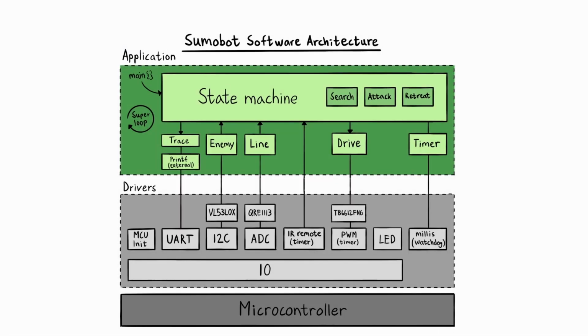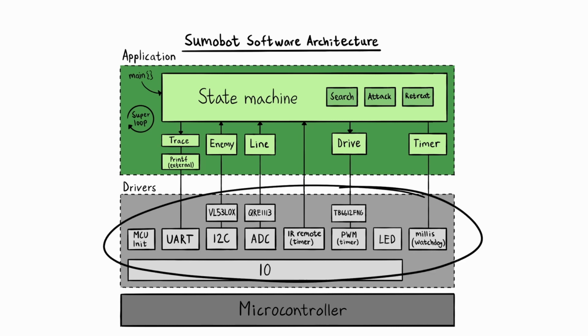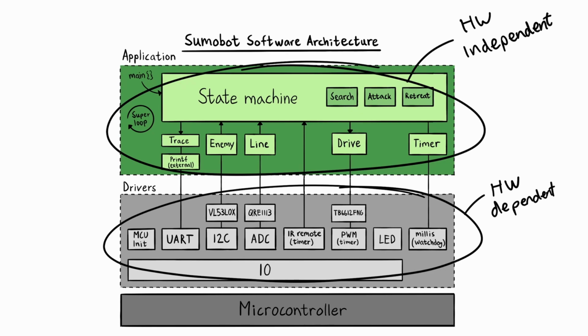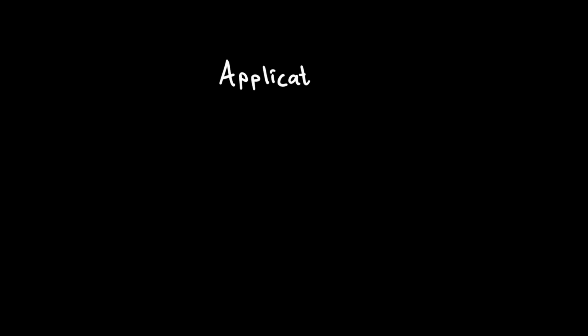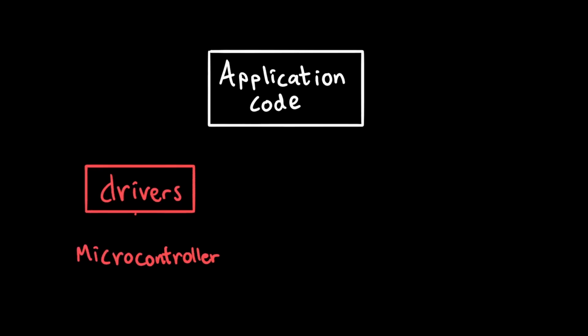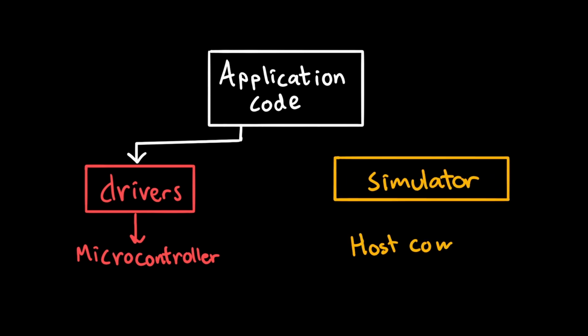The idea here is that since I've separated my code into hardware-dependent code, the drivers, and hardware-independent code, the application code, I should be able to write and test the application code with the simulator on my host computer, and then transfer this code directly onto my actual target, the sumo robot. Two sumo robots on a circular platform is a fairly simple scenario, so there is no problem simulating it.